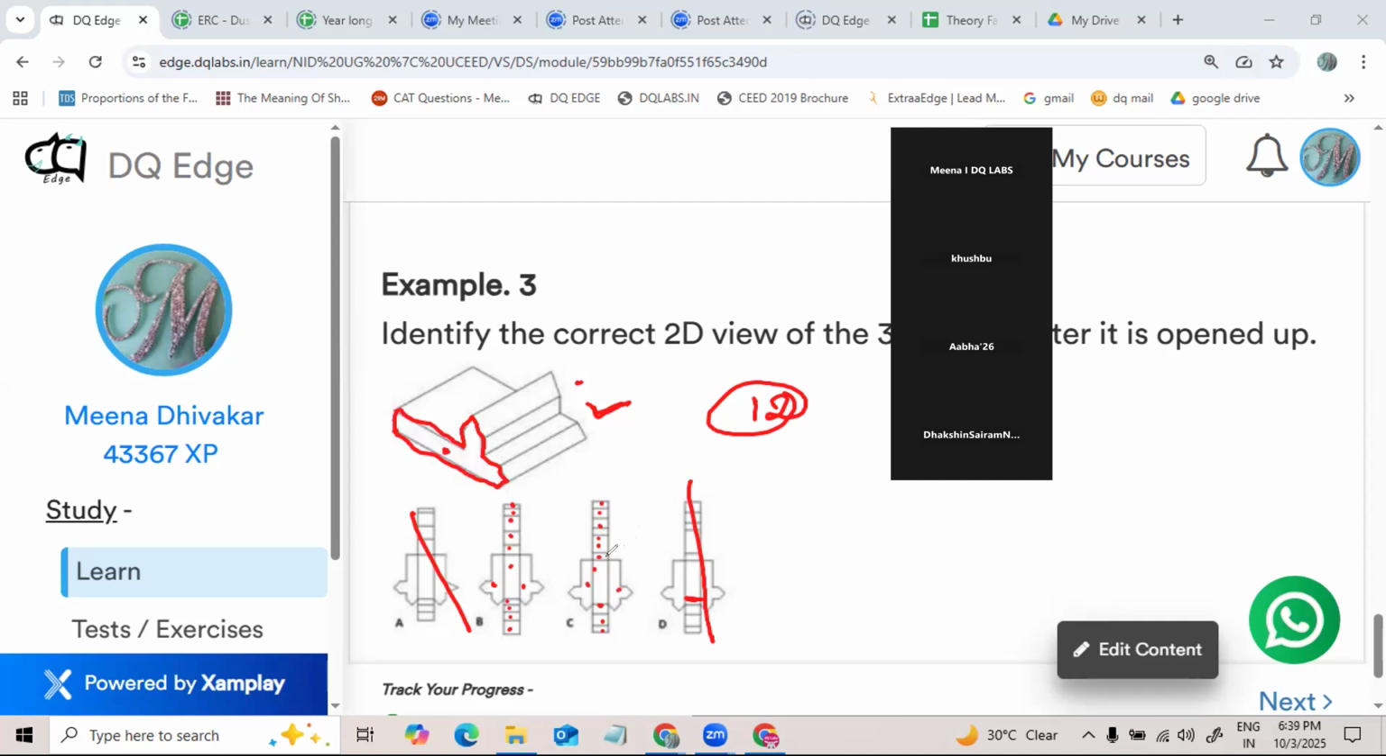Now between B and C, which one is the correct one? C, ma'am. How come you are saying C? I think both the numbers of surfaces are the same, no? How did you go with C? Can anybody tell me? Both the numbers of surfaces are the same here. Side views are the same. Then why do I need to say the answer is C?